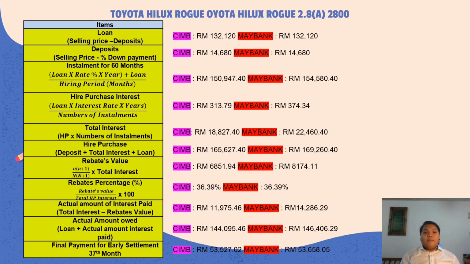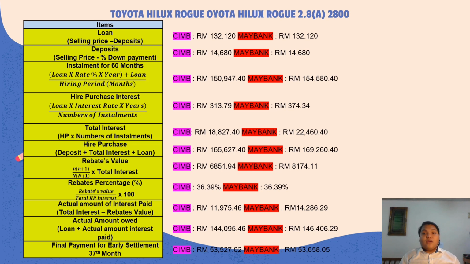For installment for 60 months, loan times rate times year plus loan divided by hiring period. For CIMB bank, we are getting 150,947 ringgit 40 cents. For Maybank, we are getting 154,580 ringgit 40 cents. For hire purchase interest, loan times interest rate times years divided by number of installments. In CIMB bank, we are getting 313 ringgit 79 cents.